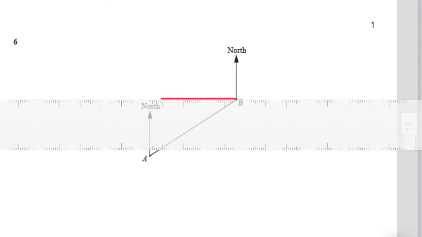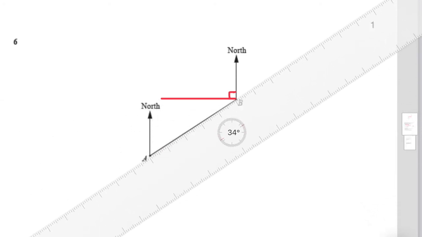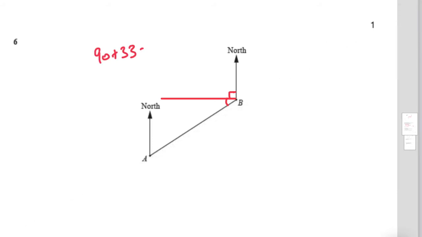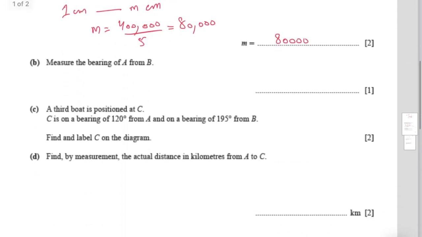So if this is 90 degrees, and if we measure this angle, that is roughly about 33 degrees, that means 90 plus 33 gives us 123 degrees. So if we subtract 123 degrees from 360, we would get this angle right here. So 360 minus 123 gives us 237 degrees, which is the bearing of A from B. So we write 237 right here.